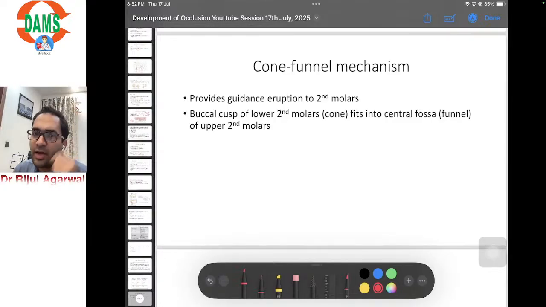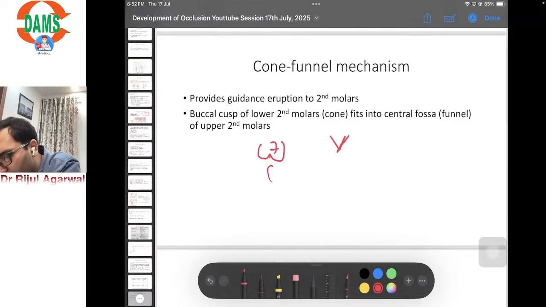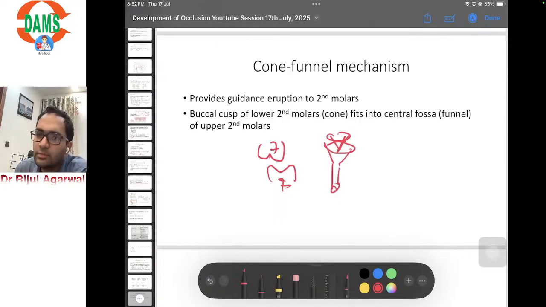So the cone funnel mechanism is a mechanism to provide guidance for the eruption of the second molar, that is the 7. The buccal cusp of the upper 7 acts as a cone, and it falls into the fossa of the lower 7, that is the funnel. So the cone falls into the funnel; it's known as the cone funnel mechanism. The cone is the buccal cusp of the upper 7 and the funnel is the central fossa of the lower 7.